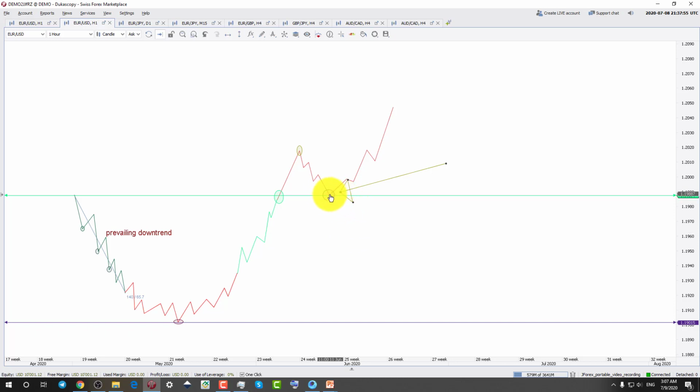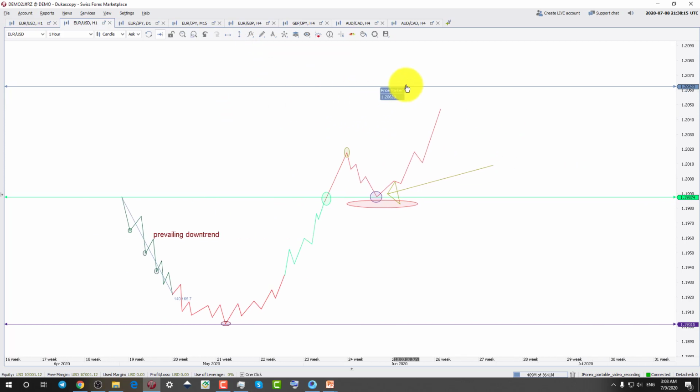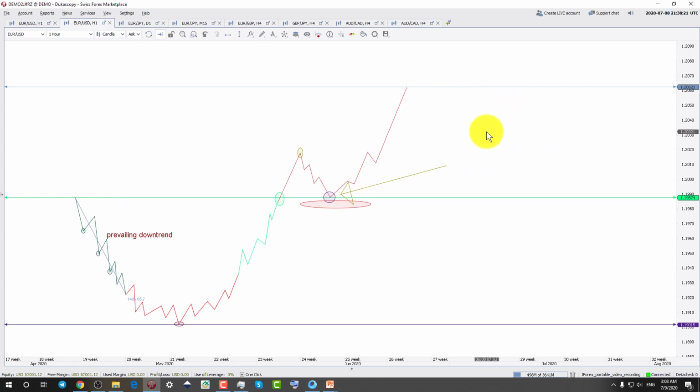Once we buy here, we keep our stop loss somewhere here in this region. We keep our take profit 3 times our stop loss, which is ideal, or whatever is the next level of resistance. In case 1.2062 is the next level of resistance, then we will keep our target here. Well, that's all in this pattern.